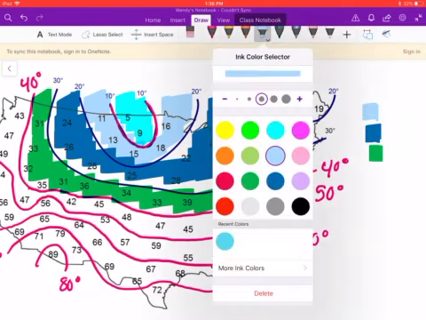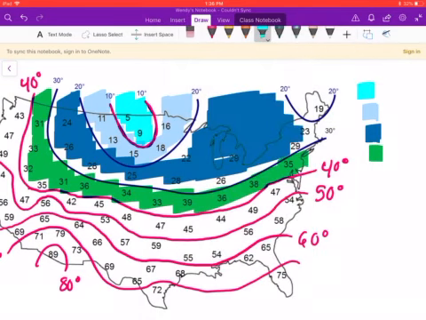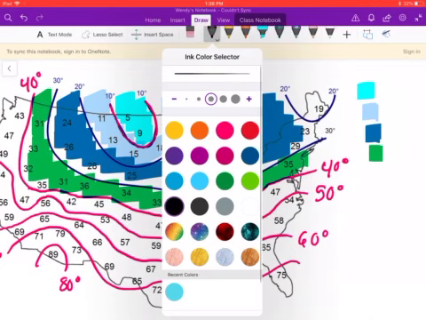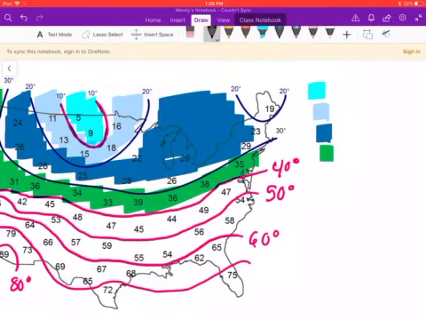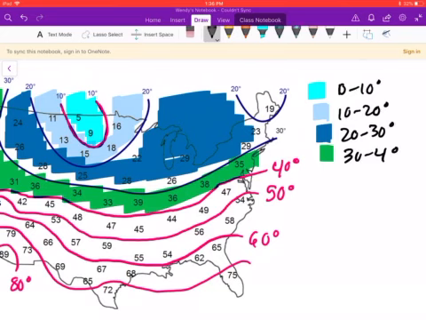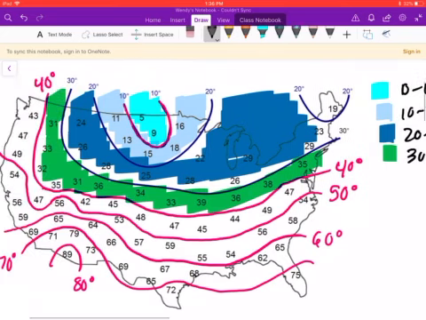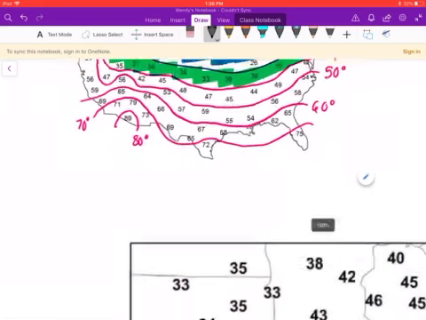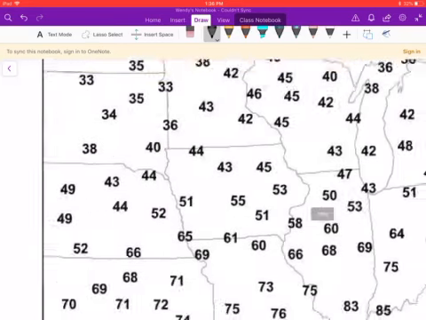So if you had a map without numbers, so that would be, let's say, 0 to 10 degrees, 10 to 20 degrees, 20 to 30, and 30 to 40, and so on. So you will also do one of these on your own in your notes. You'll do the same thing.